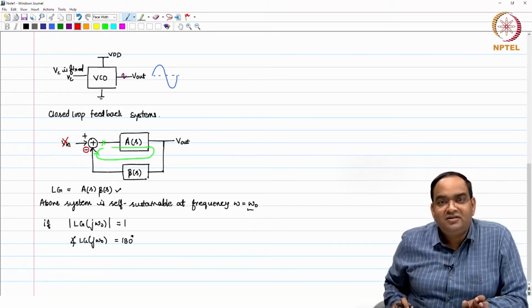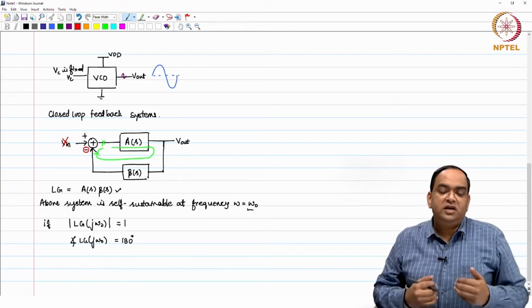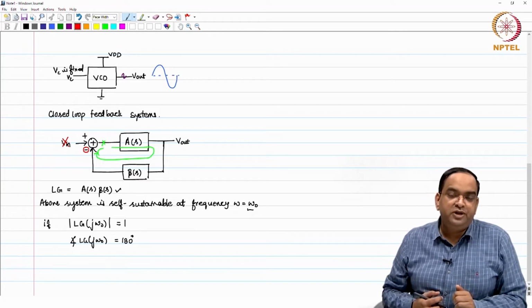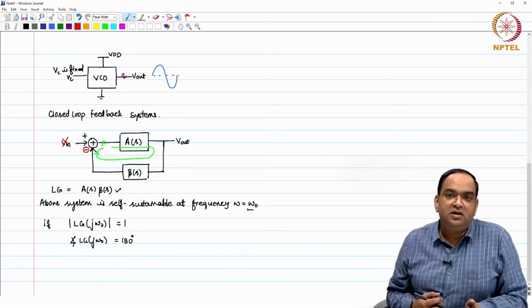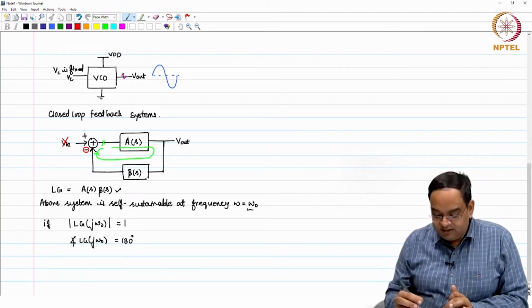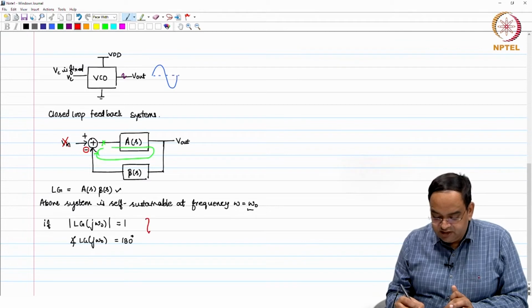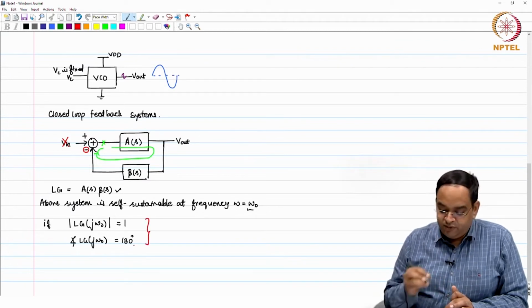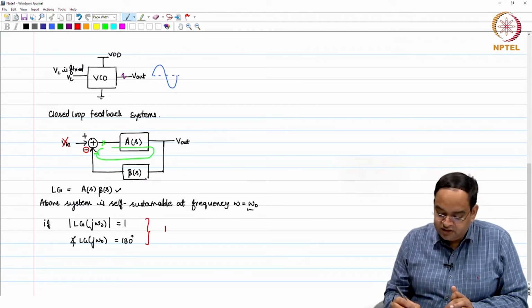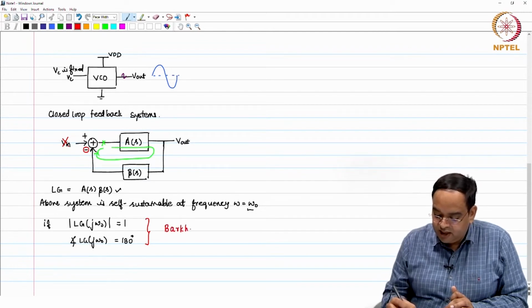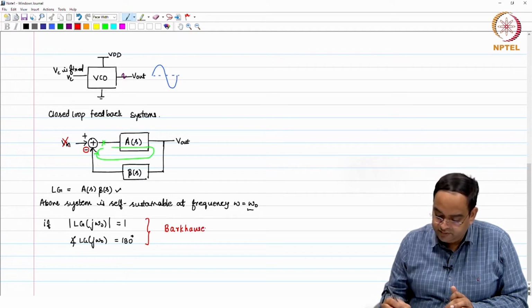So, you can think that this is like a small signal model of a closed loop system, and that is what is going to replace your oscillator. So, let us understand why these two conditions are important. By the way, these two conditions for sustained oscillations are defined under the Barkhausen criterion.